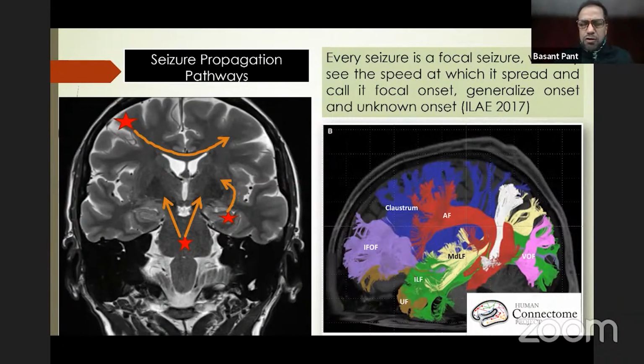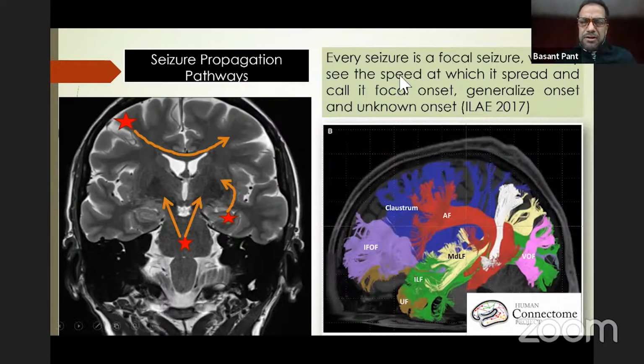However, there are so many pathways known to us now which can spread epilepsy. So whenever you think about where the epilepsy is coming from, you should also think about how it is spreading to the rest of the brain. And this can be through different fibers. There is a project called the Human Connectome Project, which describes almost all the known fibers, which you can see on the MRI also.